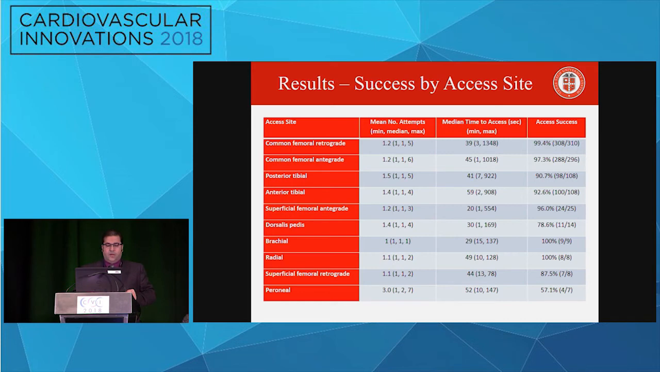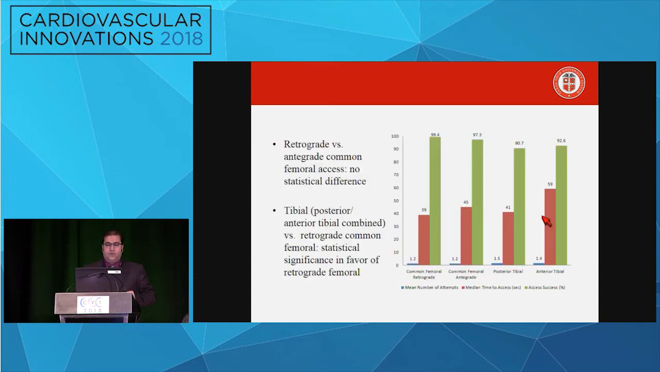Now, if you look at that, I would just point out, other than the brachioradial, look at the dorsalis pedis, the superficial femoral, the anterior tibial: you have access success with the learning curves in the 90s%, which is pretty successful, even antegrade and retrograde. So retrograde versus antegrade common femoral, there was no statistical difference. Tibial anterior, tibial combined versus retrograde common femoral, no statistical significance in favor of retrograde femoral.